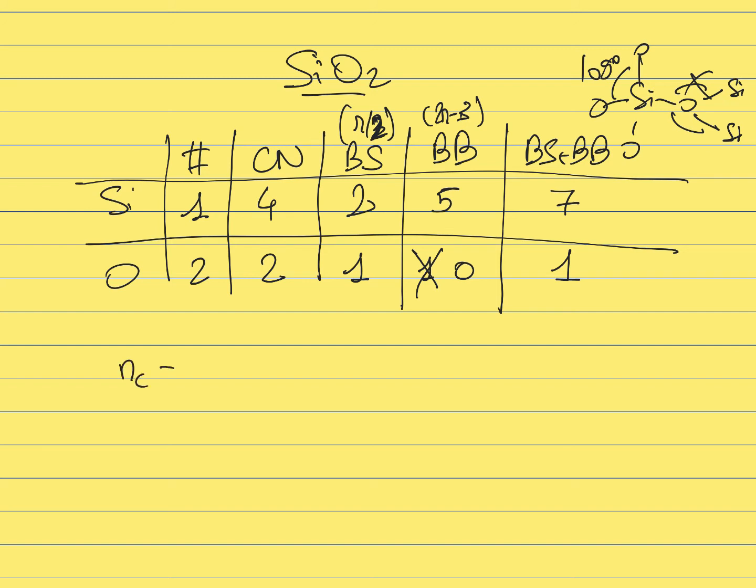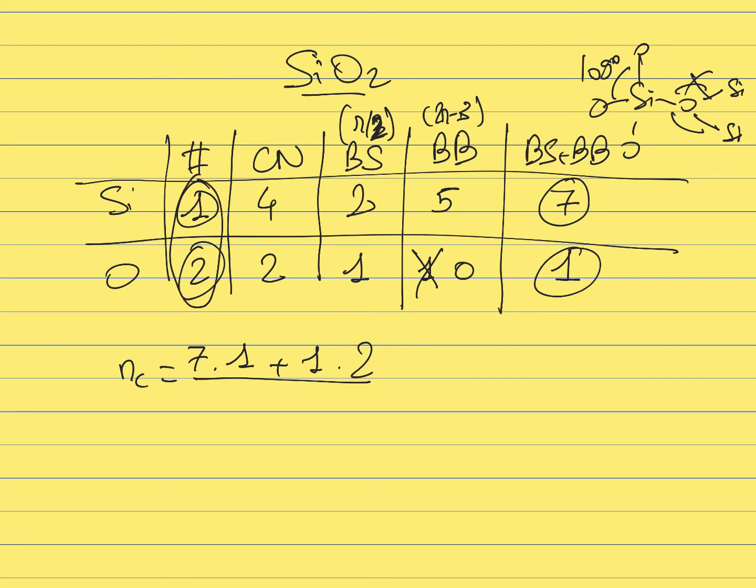Now, same thing, we can calculate the number of constraints per atom: the number of constraints per silicon, which is 7, times the number of silicon, which is 1, plus the number of constraints per oxygen, which is 1, times the number of oxygen, which is 2, divided by the total number of atoms, which is 1 silicon and 2 oxygen. So we find 7 plus 2 equals 9, divided by 3. Again, you find 3.